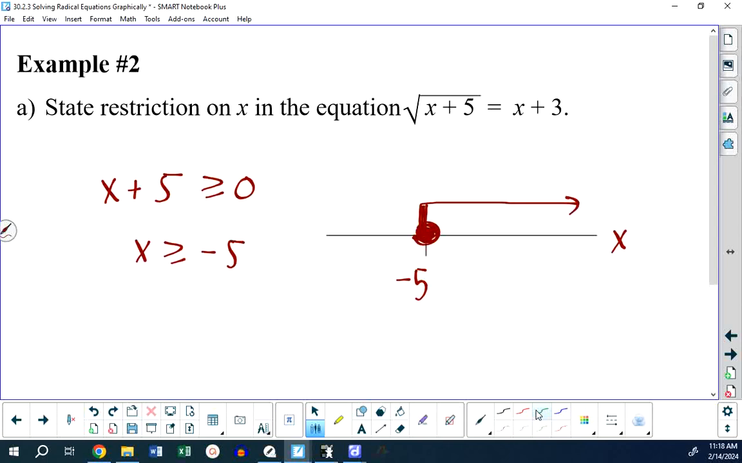Don't get me wrong, I'm not saying every number in there will make the equation true, which is why this is kind of a waste of time. It doesn't really help you. It's just saying if you wanted to put a value of x in and evaluate something, you'd have to put in a value of x greater than or equal to -5.